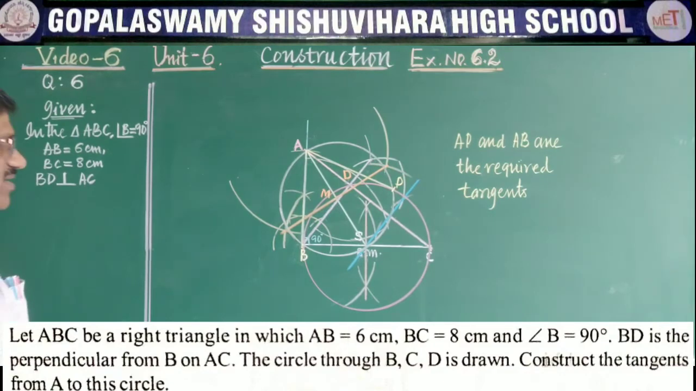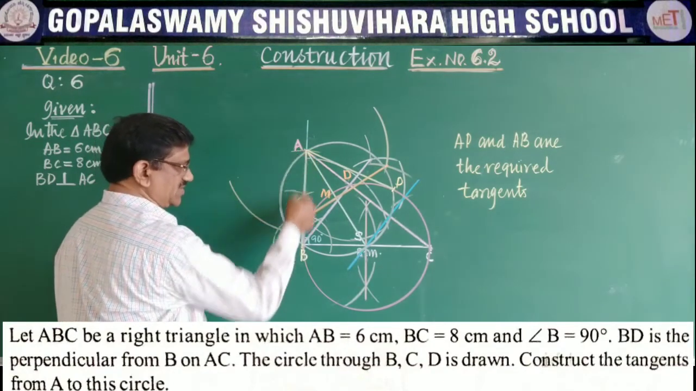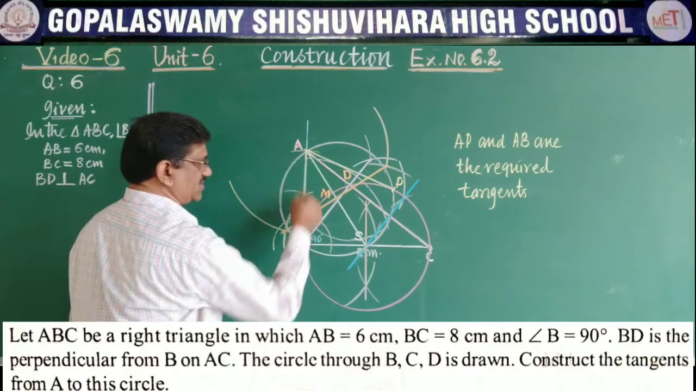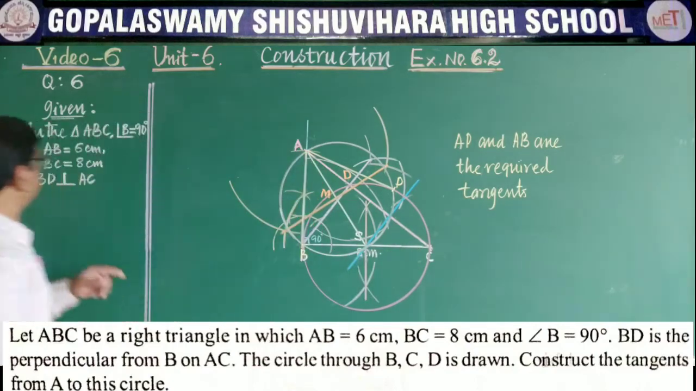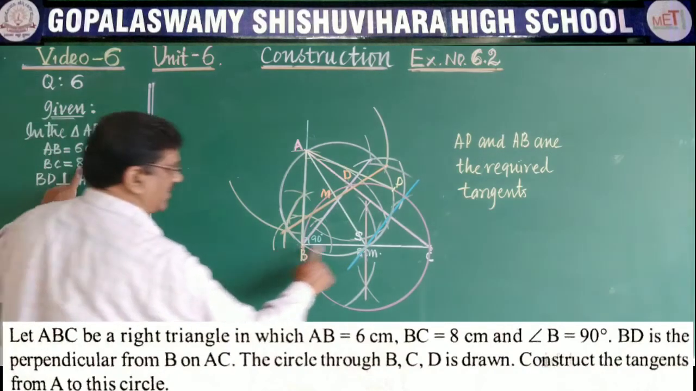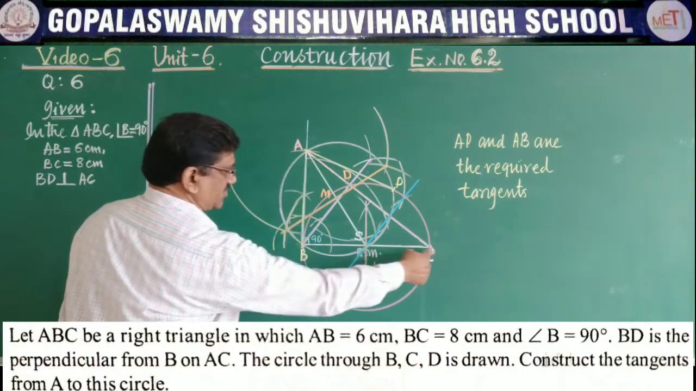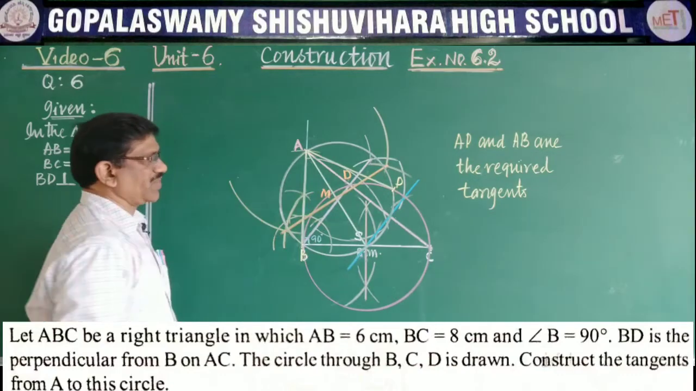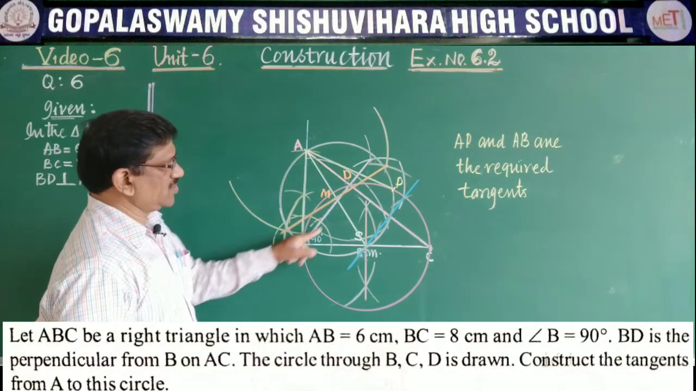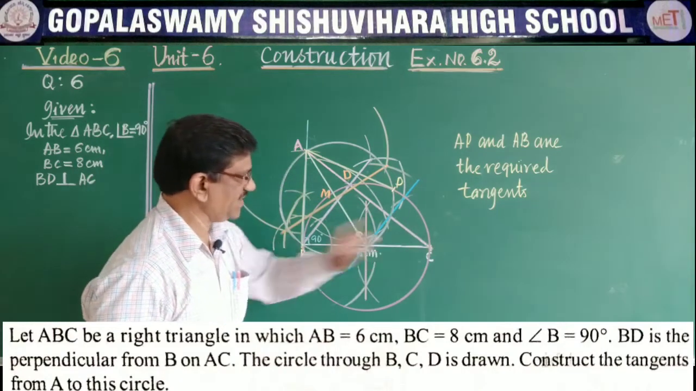I will say it once more. First, what should we do? We have to construct a right angle triangle ABC with the measurements given here. AB equals 6 centimeter, BC is equal to 8 centimeter. Okay. So after constructing the triangle ABC, we have to construct a perpendicular from B to AC.